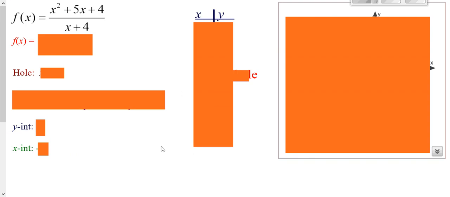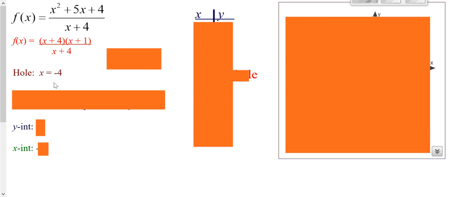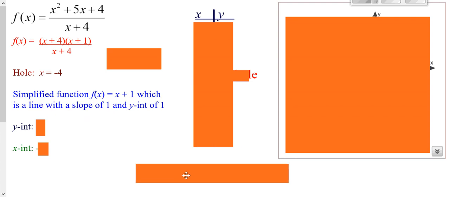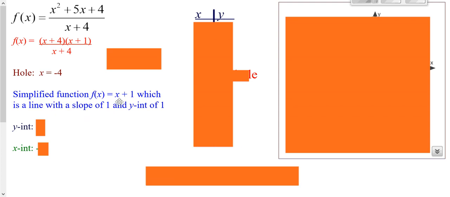Try to do this problem on your own and then watch the video. Back to the top and the bottom, we have a common factor of x plus 4 top and bottom. So we end up getting just basically y equals x plus 1 with a missing spot in our graph at -4. We know this is a line of y-intercept 1, a slope of 1, and in this case, when you find your x-intercept, you get -1.